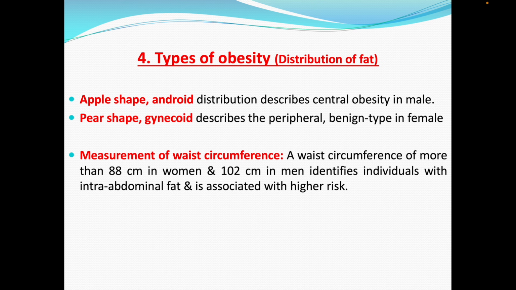Next slide. Now, types of obesity. Types of obesity depend on the distribution of weight. It could be apple shape or pear shape. Apple shape is android distribution, seen in both female and male, and it describes central obesity, abdominal fat. Pear shape is usually seen in gynecoid pelvis. This is benign and a peripheral type of obesity. It usually occurs in females. Measurement of waist circumference of more than 88 centimeters in women and 102 centimeters in men identifies individuals with intra-abdominal fat and associated with higher risk. Next slide.